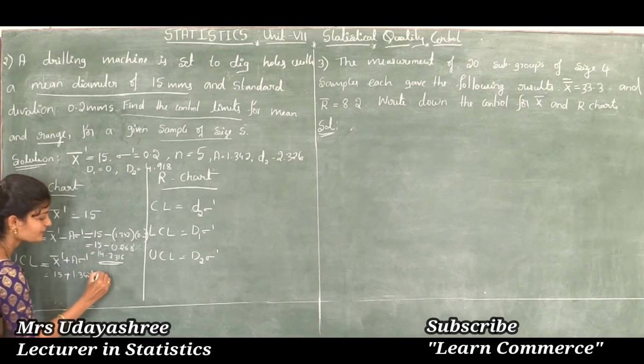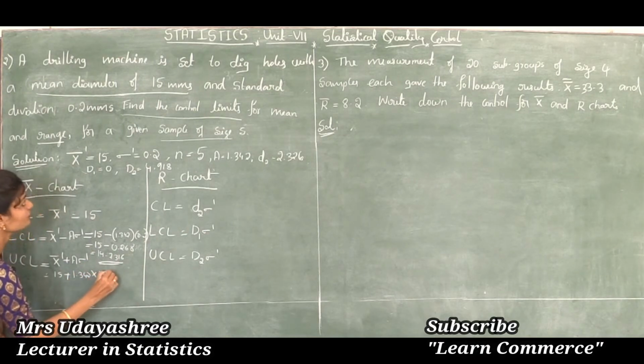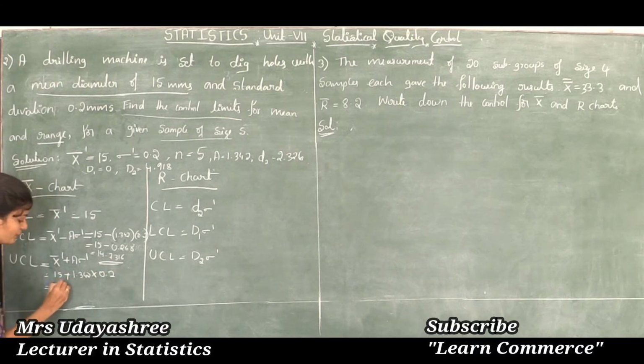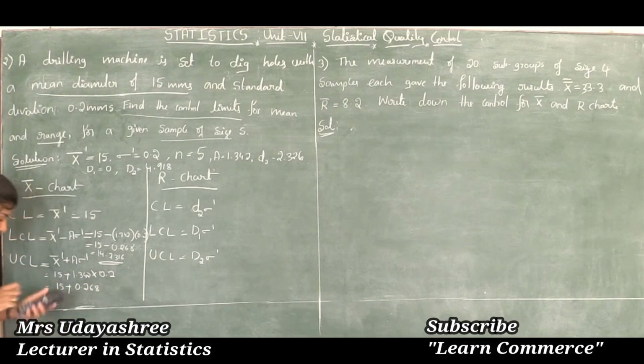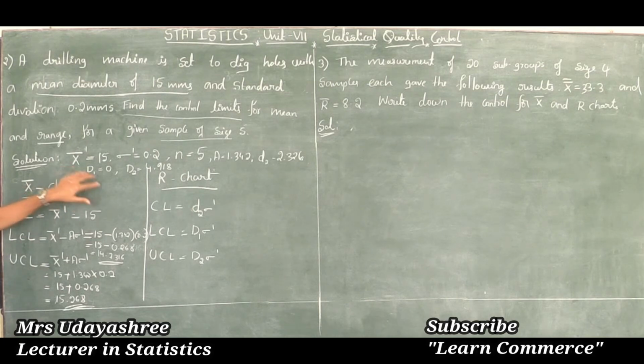See here sigma dash is 0.2. So this is equal to 15 plus, here 1.342 into 0.2 is 0.268, and this is equal to 15 plus 0.268, which is 15.268. Okay, this is all about the X bar chart in the standard known case.